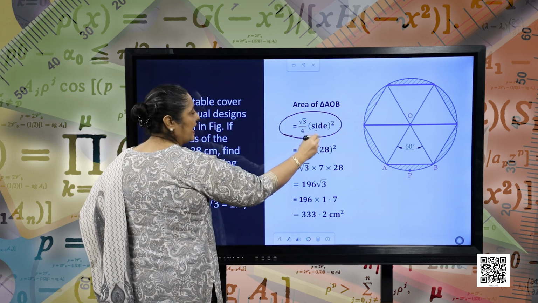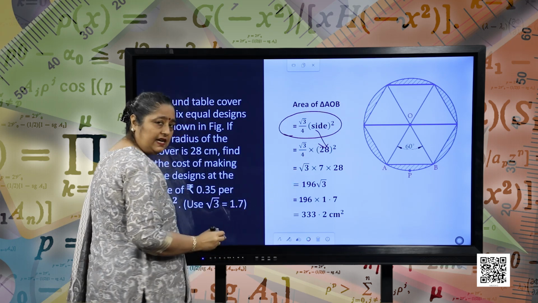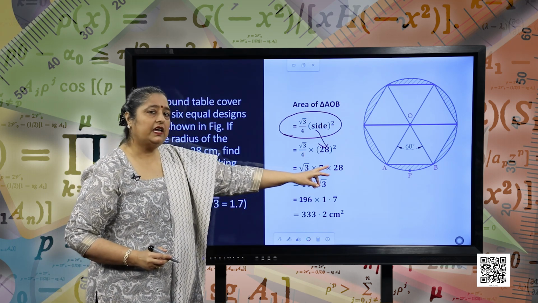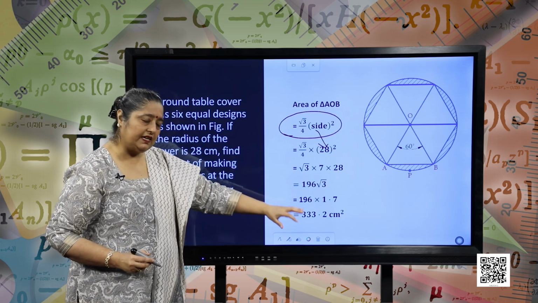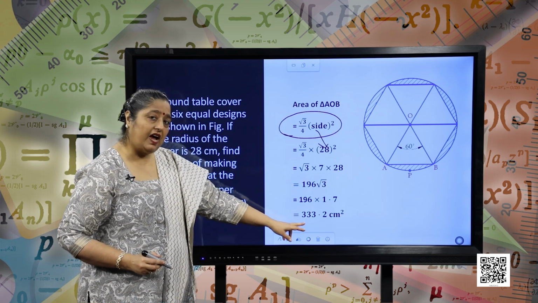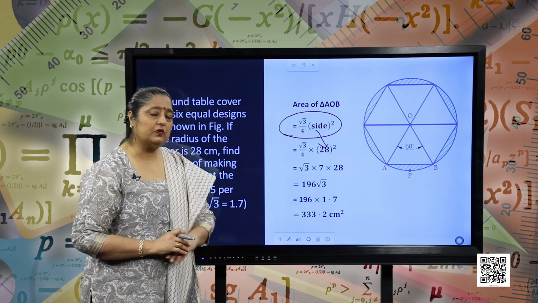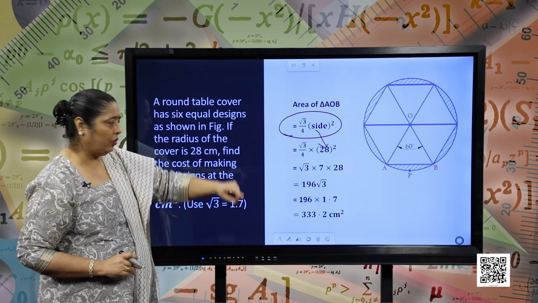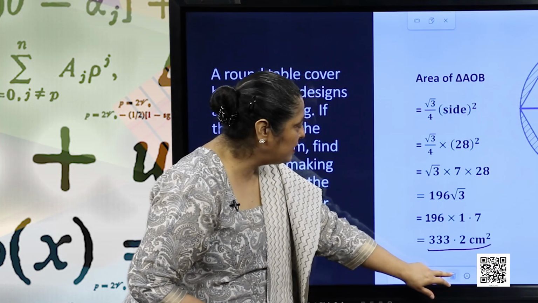Substituting the value of side, that is 28 centimeter, we have root 3 by 4 into 28 square. Calculating it further, we have 333.2 centimeter square as area of triangle AOB. So, let us move forward.